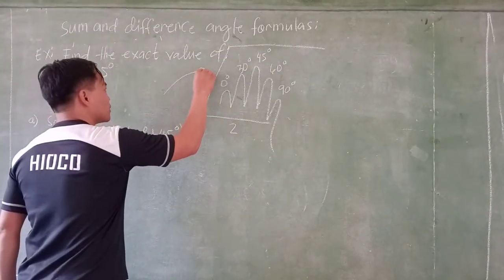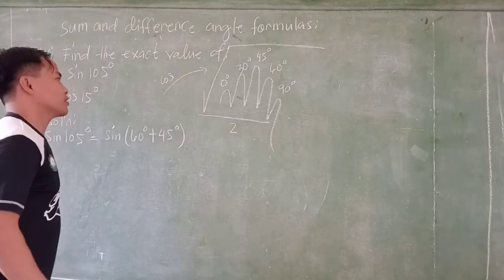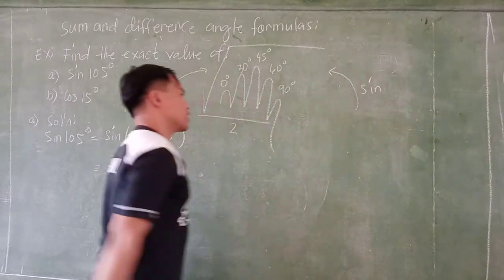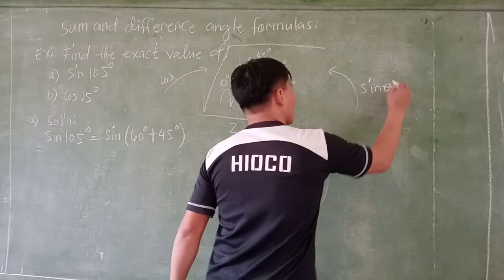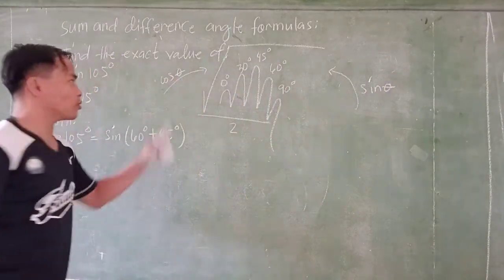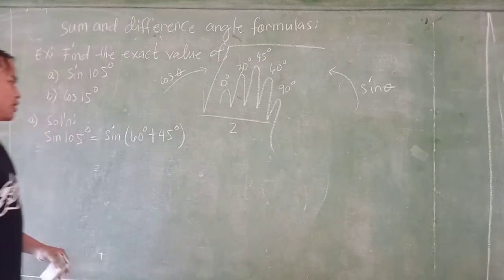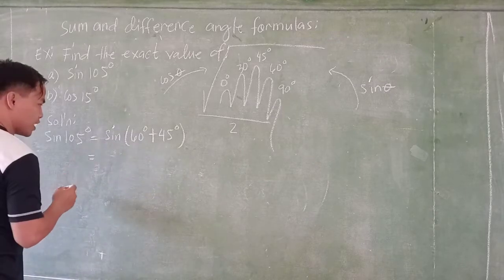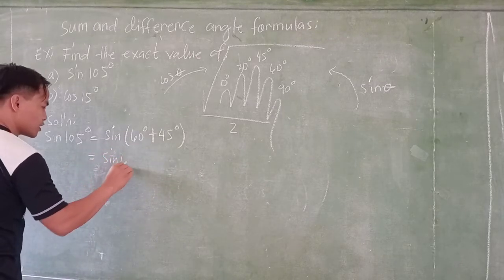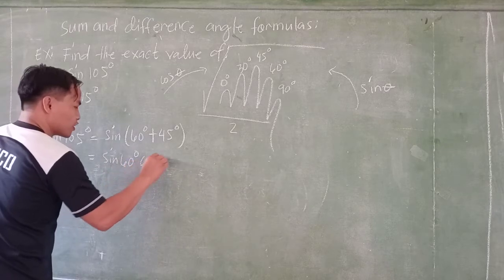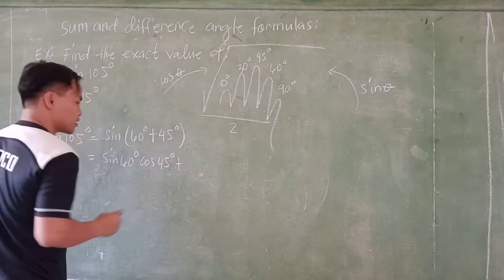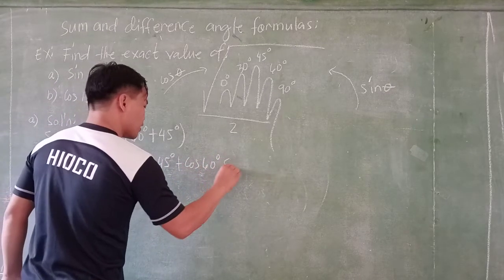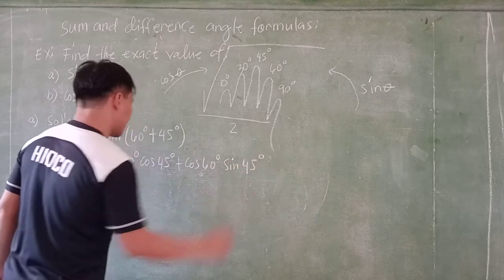Ang cosine, padulungan to. Ang sine, padulungan to iyang direction, no, for the sine function. Example, sine theta, cos theta. So, pangatlo padulong, pangalit dulong ang sine. So, how do we use that one? First, we will have to simplify this one para gamitan na siya, no? So, we have sine of 60 degrees, cos of 45 degrees plus cos of 60 degrees, then we have sine of 45 degrees.